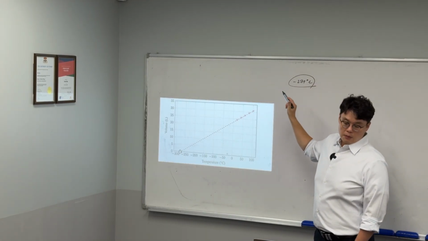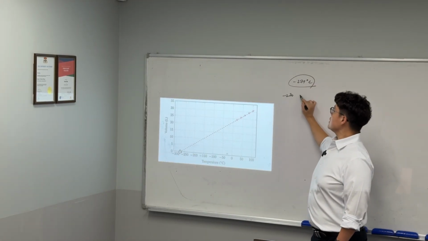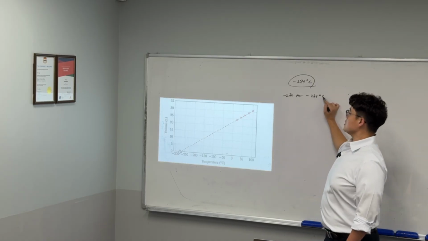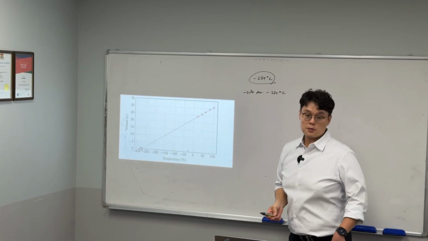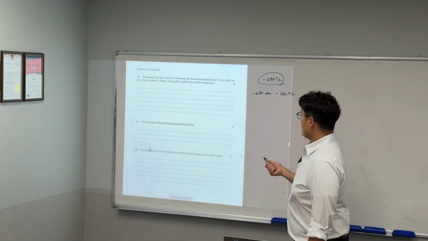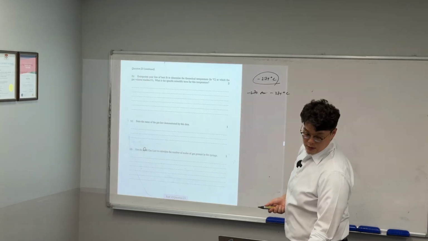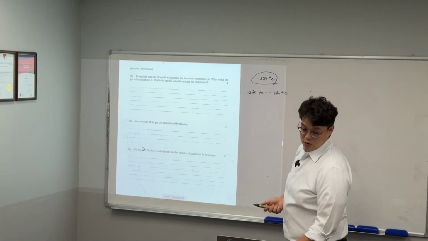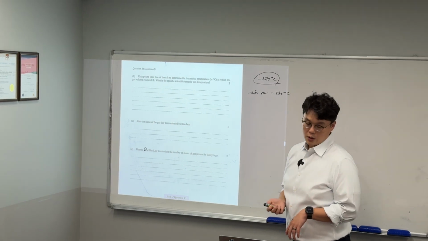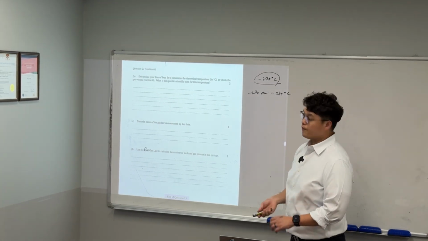The accepted range would be between negative 270 to negative 275 degrees Celsius. That's the accepted range. Okay, C, state the gas law. This is definitely Charles' law. Charles': T and V are directly proportional to each other. I hope you remember all the gas laws by now.